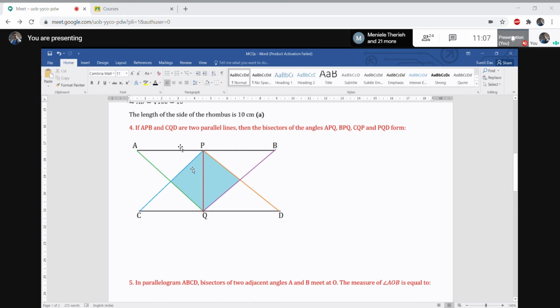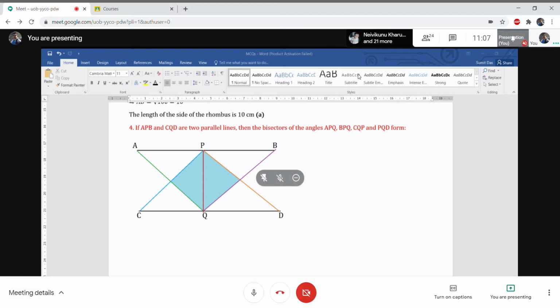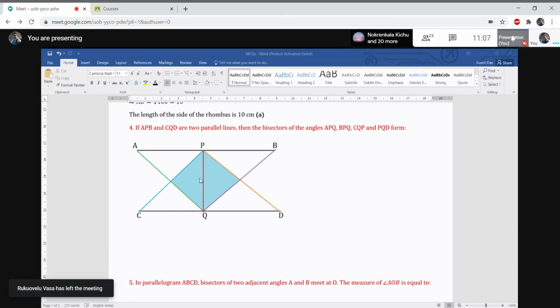Can anyone tell me what figure is formed inside? Very known figure, but I shaded it with the sky blue one. What figure is this? Then I will discuss the answer.